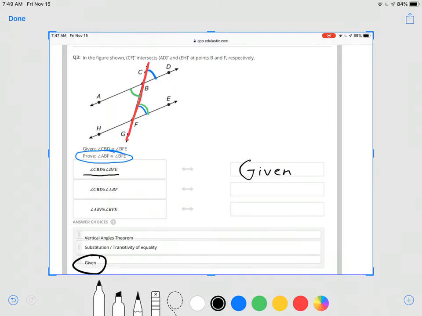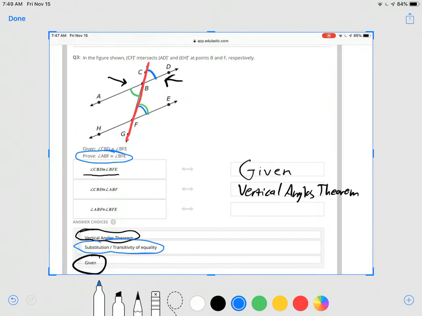The next line says CBD is congruent to ABF. So how can we know that this blue angle right here is congruent to this green angle right here? That's the vertical angles theorem. So this is vertical angles. And then the last choice, there's only one option left. It's substitution and transitivity. So this is substitution slash transitivity of congruence.